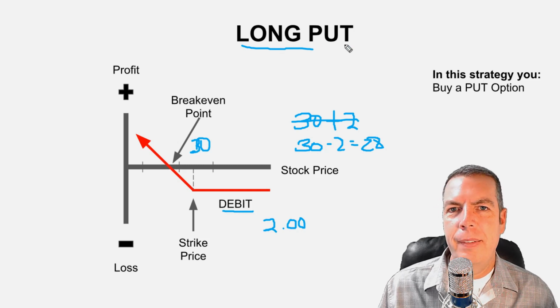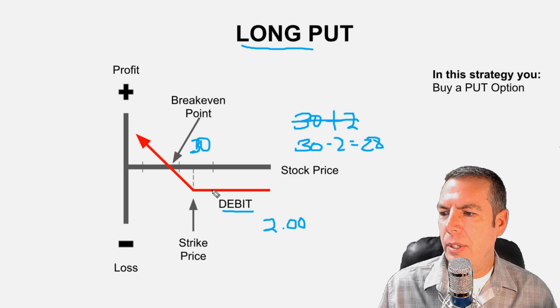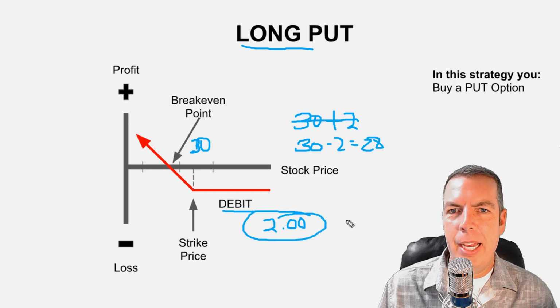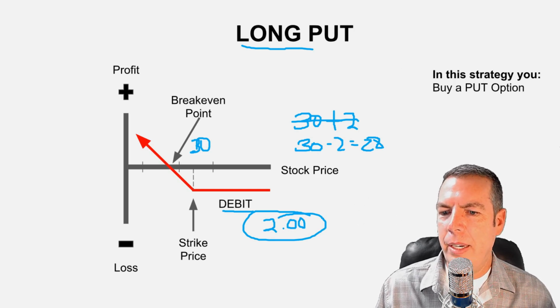Now on a long put, we're limited by the stock going to zero, so that's where our max profit would be, if this stock were to go down to zero. But on the loss side, our max loss would be capped at the $2 that we paid as a debit for this trade. So we couldn't lose anything more than that $2, or $200, on this long put trade.